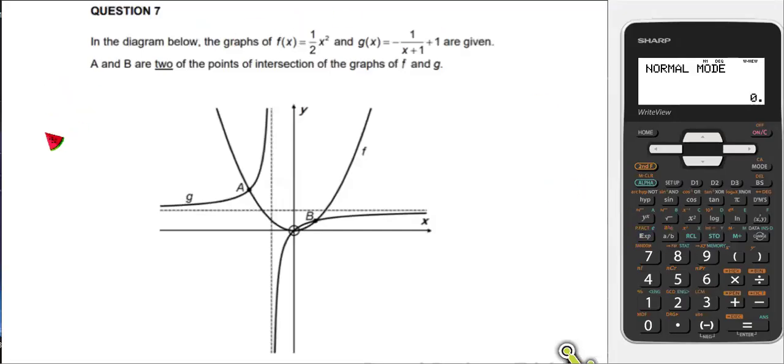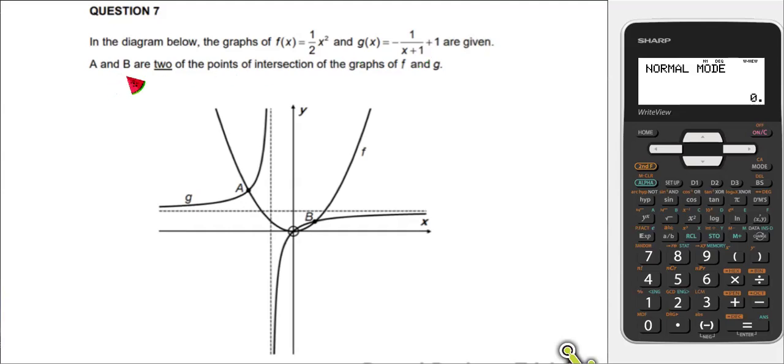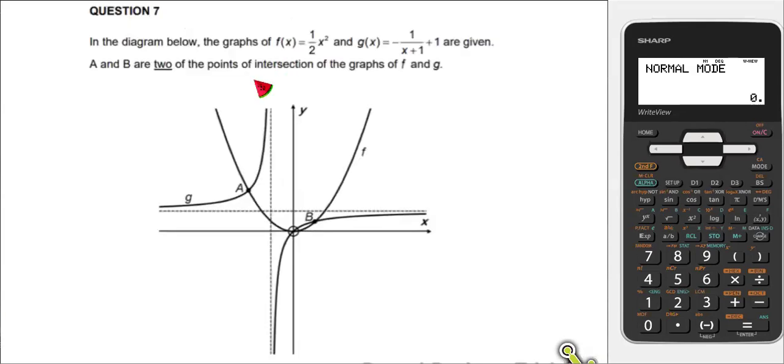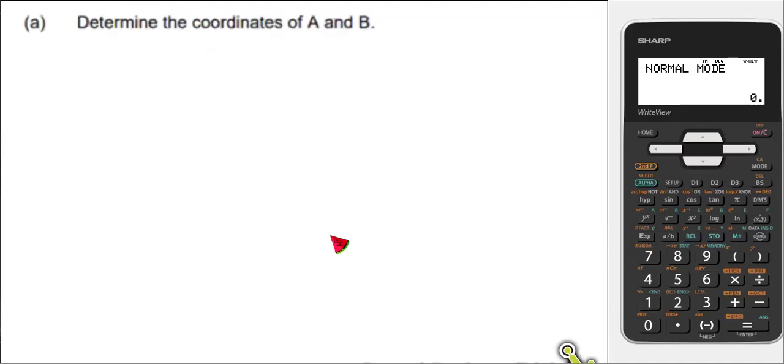All right, it says in the diagram, below the graph of this and the graph of that, there is an equation given. A and B are two points. A and B are two of the points of intersection, points of simultaneous solution of the two graphs, f and g. And we were supposed to equate that, I remember yesterday, because they said determine the coordinates of A and B. That is where the two graphs are going to coincide.